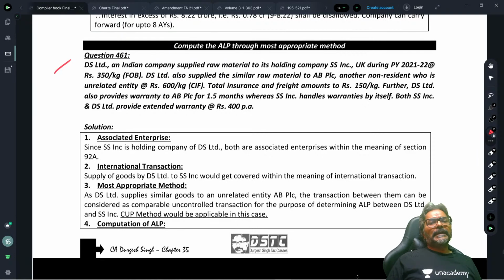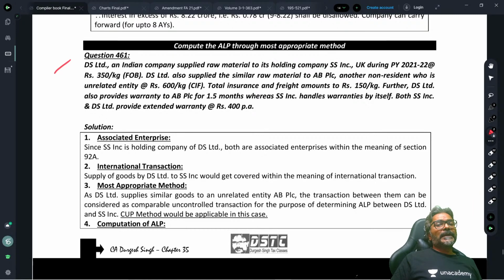DS Limited, an Indian company, supplied raw material to its holding company, SSINC UK, during 2021-2022 at rupees 350 per kg. This is the FOB value, students. DS Limited also supplied the similar raw material, students, to AB Private PLC, another non-resident who is unrelated, at rupees 600 per kg.